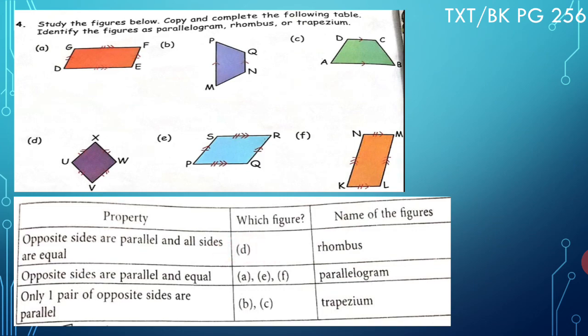What is the third property, students? Only one pair of opposite sides are parallel. Which figure are they talking about? They are talking about a trapezium now. B and C indicate the figures about a trapezium. So B and C, which figures? B and C, and the name of the figure is trapezium.